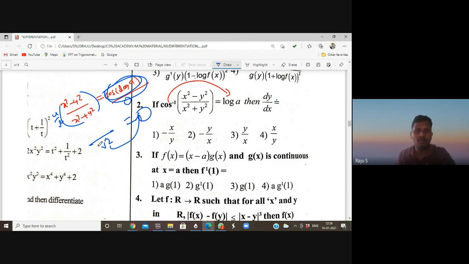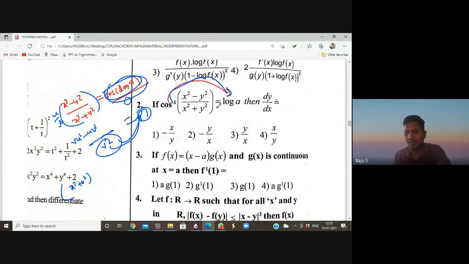So no need to write the denominator. After cross multiplying, you just have to find v u dash minus u v dash. That's all. Okay, v u dash, that is x square plus y square into the derivative of this. That you can do. Only thing is, first you should move this cos inverse to the right side. Then it will become easy. Otherwise, very difficult.